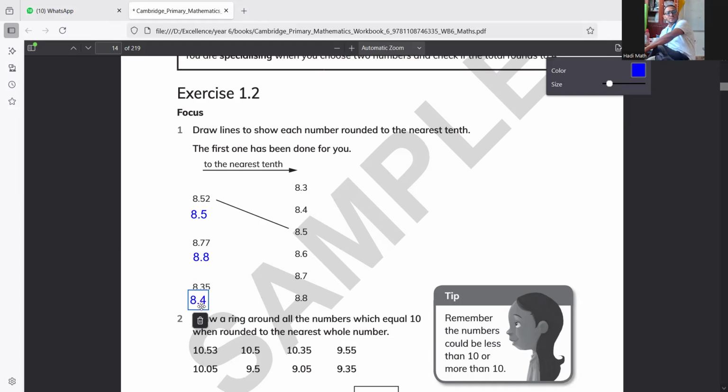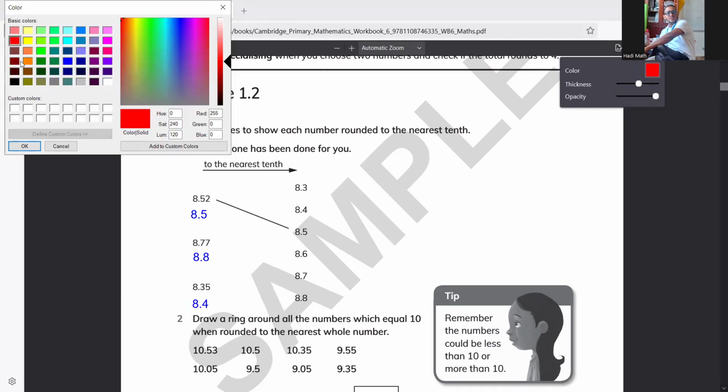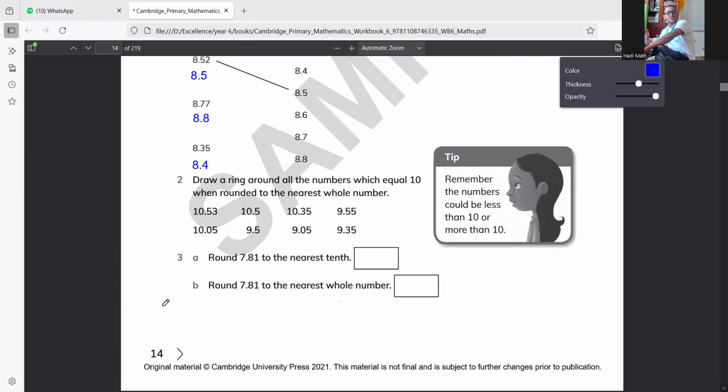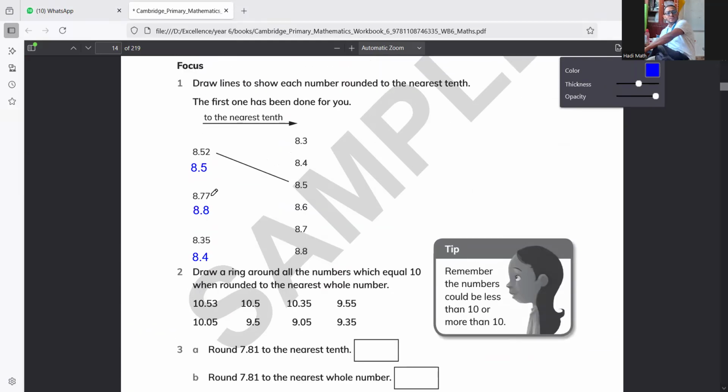So this is how we do rounding. Remember all the time, the number that you want to round, you look on the right of it. If you find a number that is equal to 5 and more, you round up by adding. If you find it's less than 5, you round down. So this one will go with 8.8. And the other one will go with what? This one will go with 8.4. That's it.